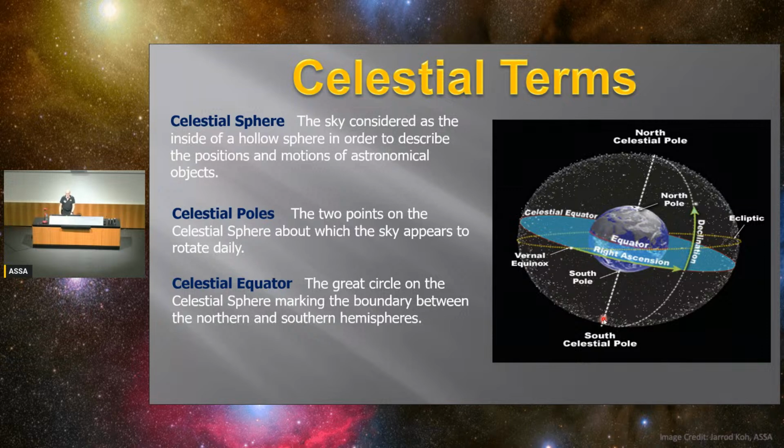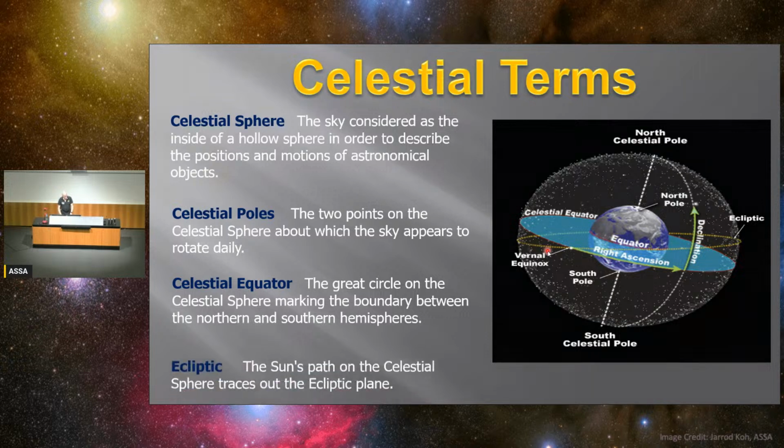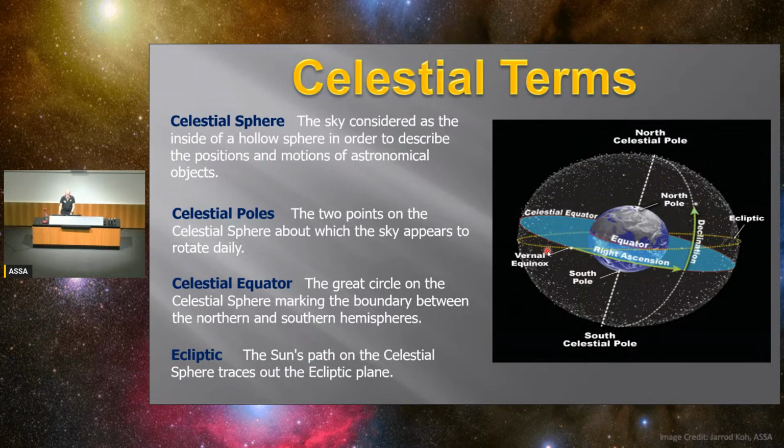And the celestial equator, it's an extension of the Earth's equator out into space until it hits the celestial sphere. So there's the Earth's equator there. If you project that out until it hits the celestial sphere, then that's the celestial equator around there. And then the ecliptic, that's this yellow dotted line here. That's the path the sun traces out on the celestial sphere.